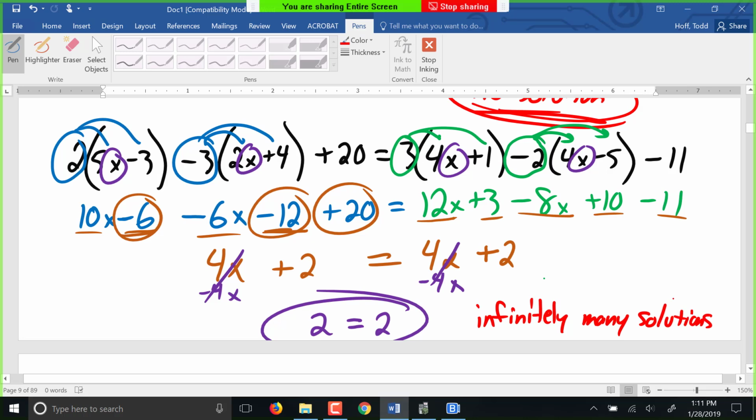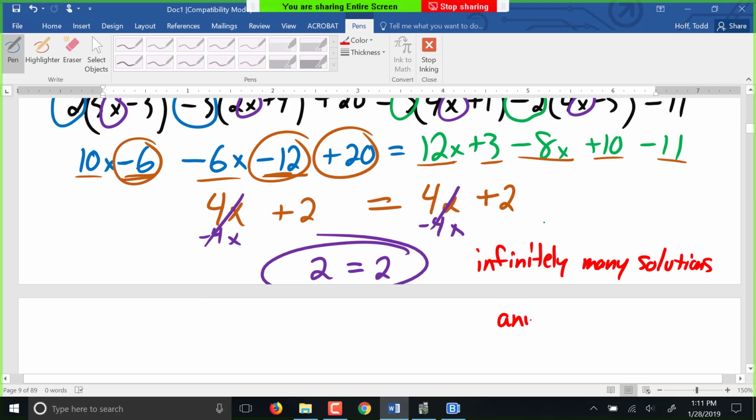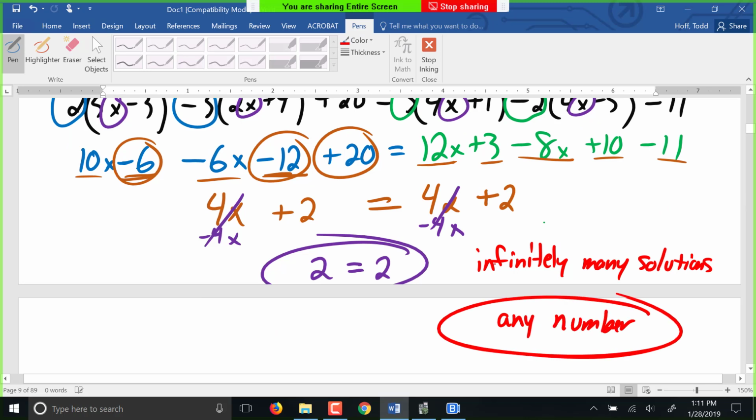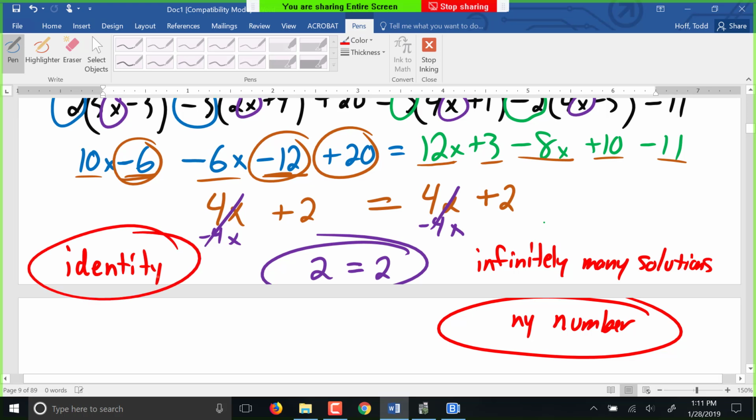In other words, any number can be put in there for x in that equation, and it'll work. No matter what value you put in for x, that equation is true. This is referred to as an identity. 2 equals 2 no matter what x is.